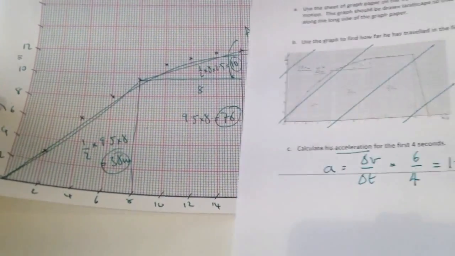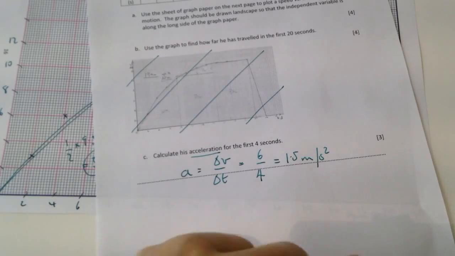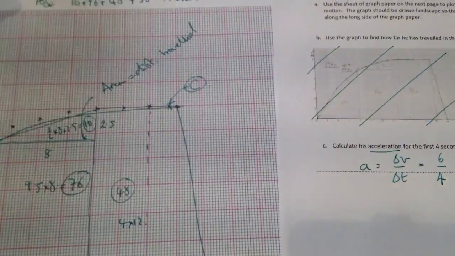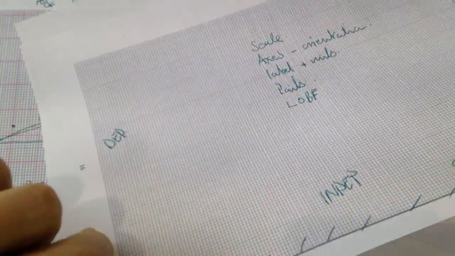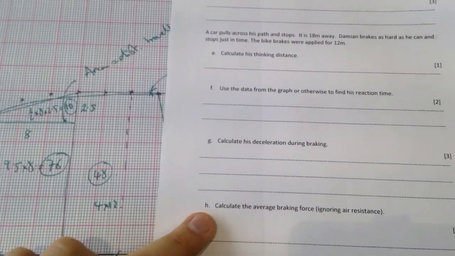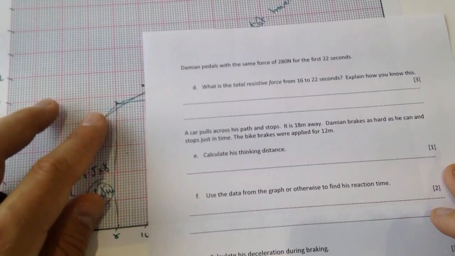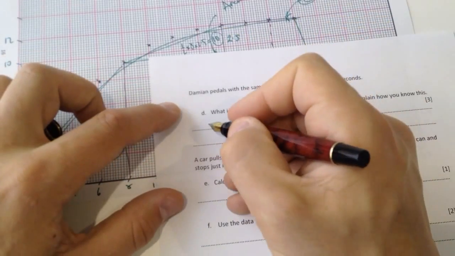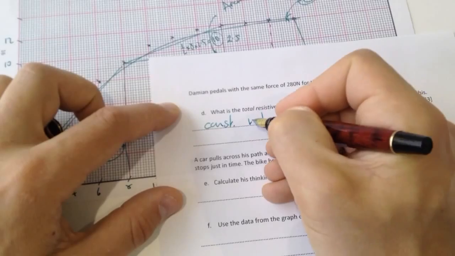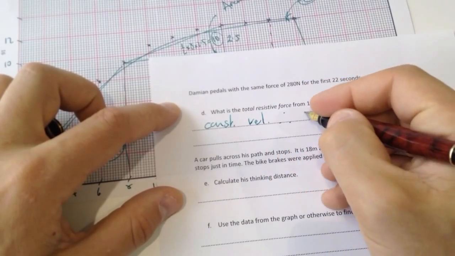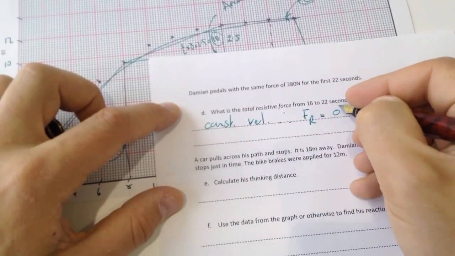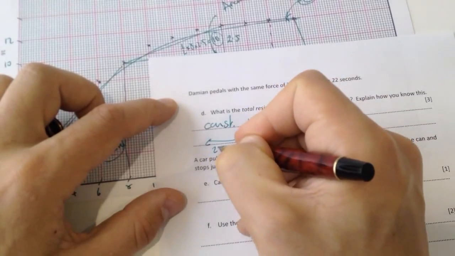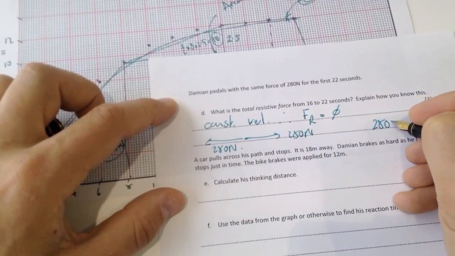Okay, now let's get to the last page, back to here. So it's now asking, what's the resistive force in this period here? Well, you know that there's a constant velocity. So therefore, the total resultant force must be 0. So we've got 280 newtons acting one way, then the other way must be 280 newtons. So the answer is 280 newtons.